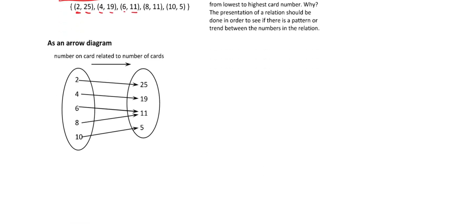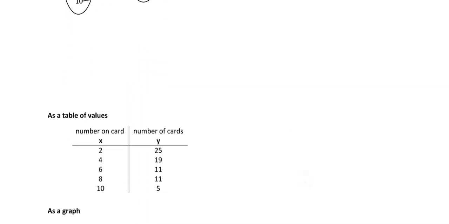Another way of doing it is with an arrow diagram. So you could have everything in this set related to everything in this set, and you just draw an arrow showing how they're related. So 2 would go to 25. 6 and 8 both end up giving me 11, right? So that's just another way of relating that one.